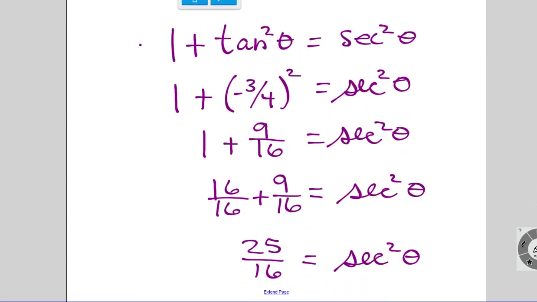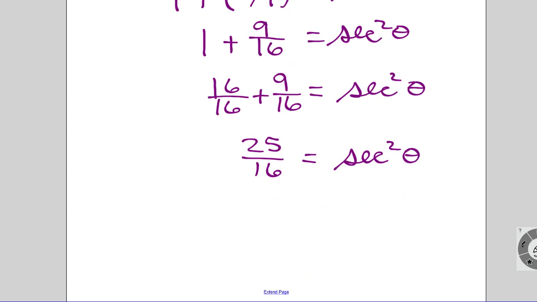All right, and so if I take the square root of both sides, we get secant theta is equal to what? 5 over 4. And, you know, again, technically it could be plus or minus, except we already know that we're in quadrant 4. And in quadrant 4, secant and cosine are positive. Okay, questions about that? All right, super.